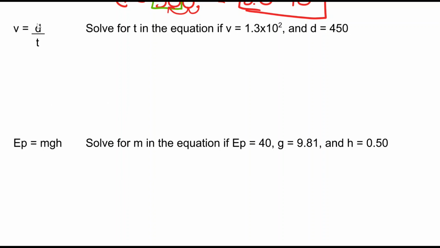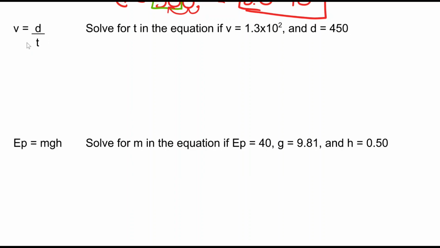So the next one, v equals d divided by t. Solve for t in the equation if v equals 1.3 times 10 to the 2 and d equals 450. This one's a little bit complicated. I want to be very clear. If I want to solve for a variable, the variable should be in the top of a fraction. I can't solve for t when it's in the bottom of a fraction. And so what you have to do, I know this is a little bit backwards, we've got to do a little bit of work before we can really think of this as an equation that we can solve.